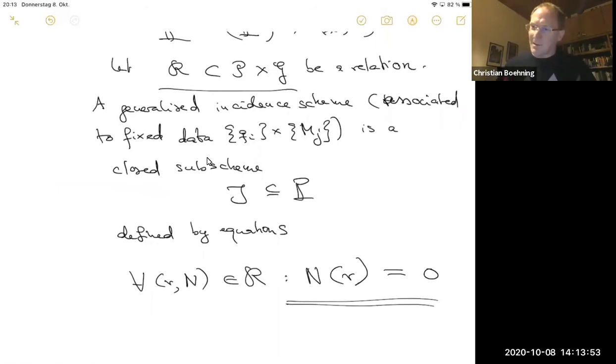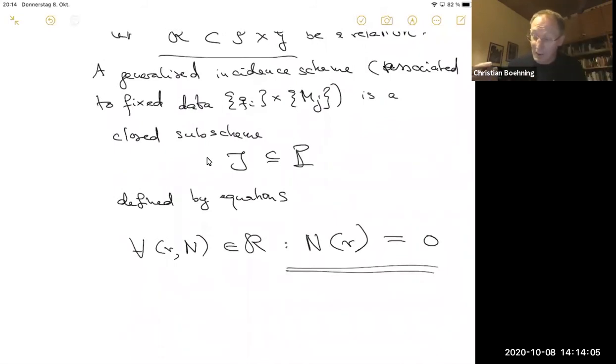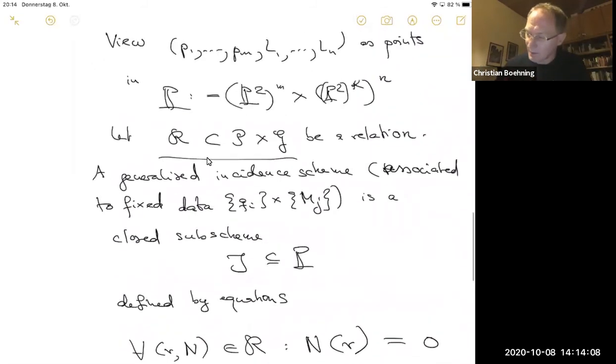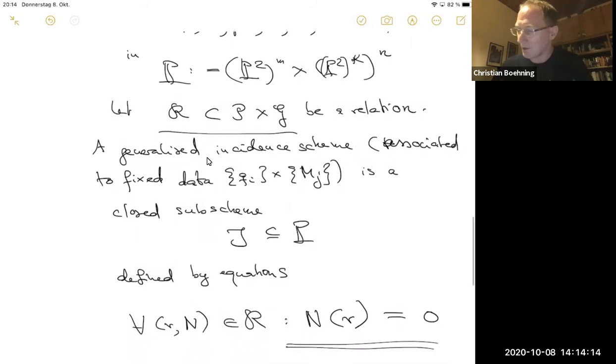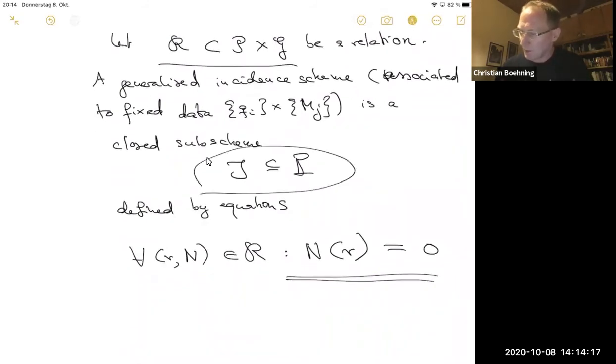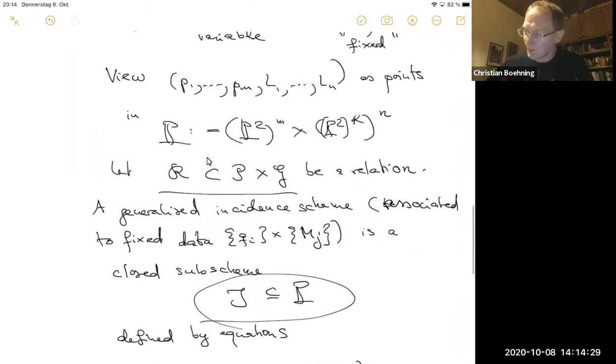So in other words, what is the point of these fixed data or fixed points and variable points and fixed lines and variable lines? Well, for example, if you have just one line and one point, so you look at the case where M and N are both 1 and you're in P2 times P2 dual, then this incidence scheme could be defined by equations of degree 1,1, or 1,0, or 0,1, or they could even be completely redundant, depending on whether the point you're considering is fixed or variable, the line is fixed or variable, etc.